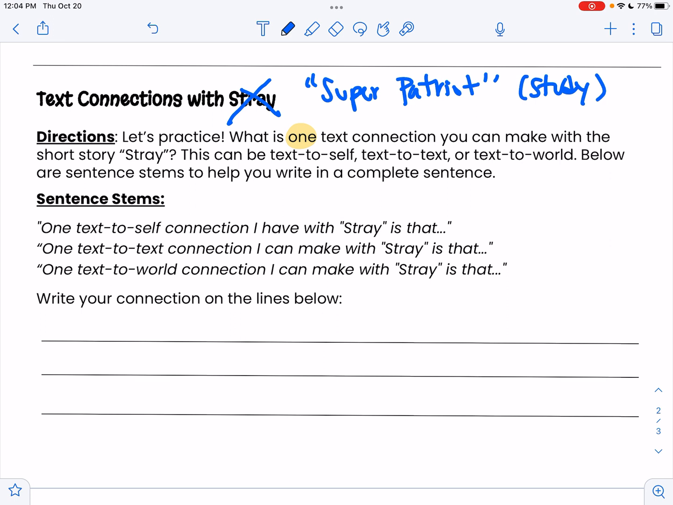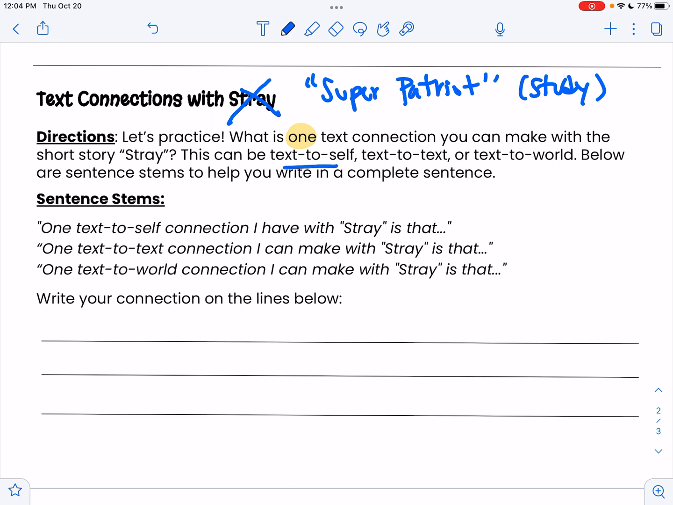Okay, let me go over the directions. Let's practice. What is one text connection you can make with the short story Stray? This can be text to self, text to text, or text to world. Below are sentence stems to help you write in a complete sentence.